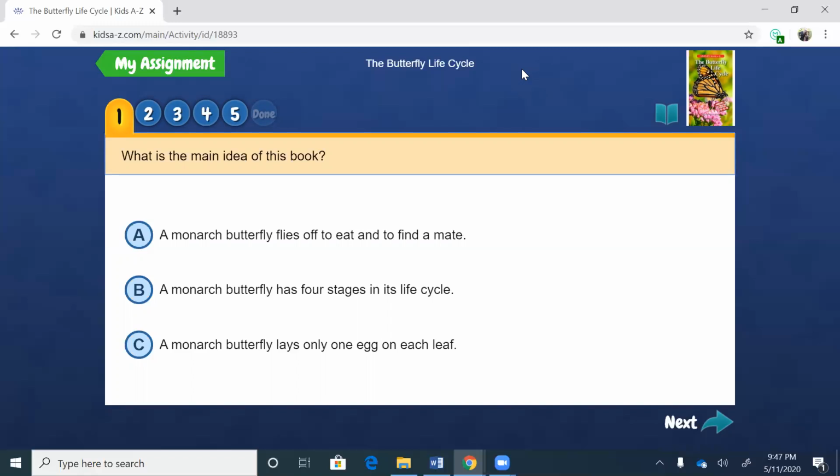A monarch butterfly has 4 stages in its life. It can't be A because that was just a small part of the book towards the end. And it can't be C because, again, that's only talking about the egg. That was just a part of the book, not the whole thing.